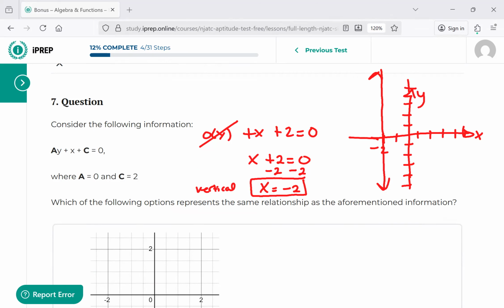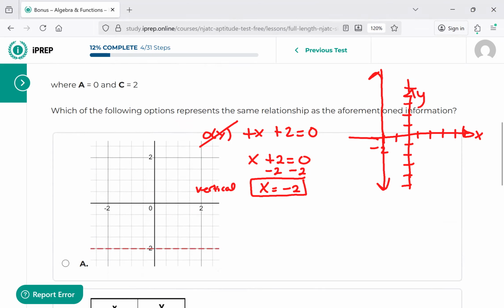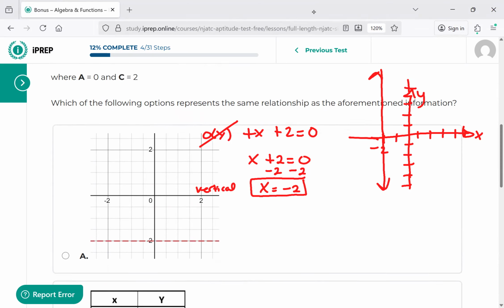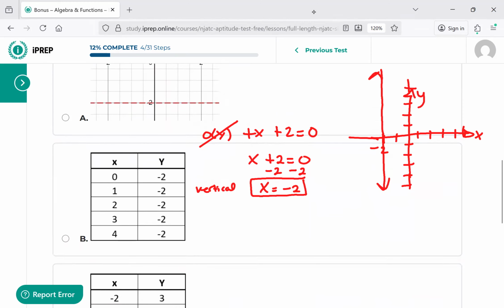Okay, is it the first one? No, this is horizontal. That would be y equals a constant, so that's not it. Is it this table? No, look, do you see the point 0, comma negative 2 on our graph? No. All the points are right here.